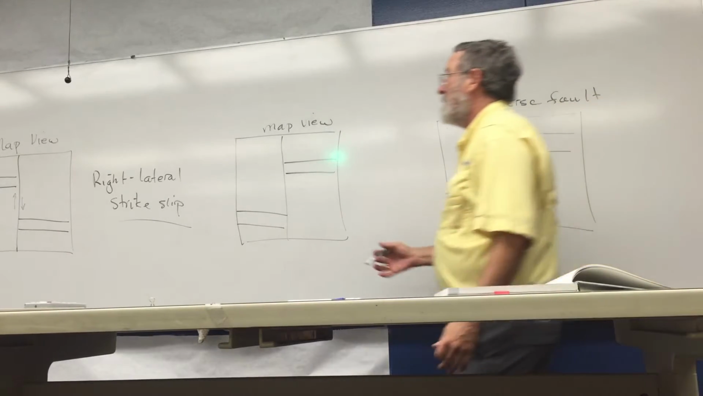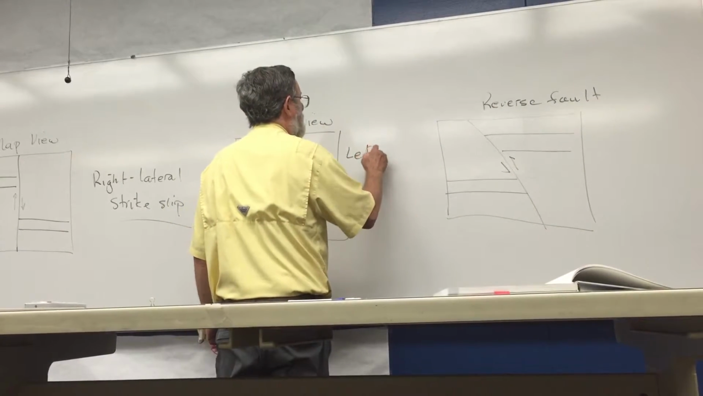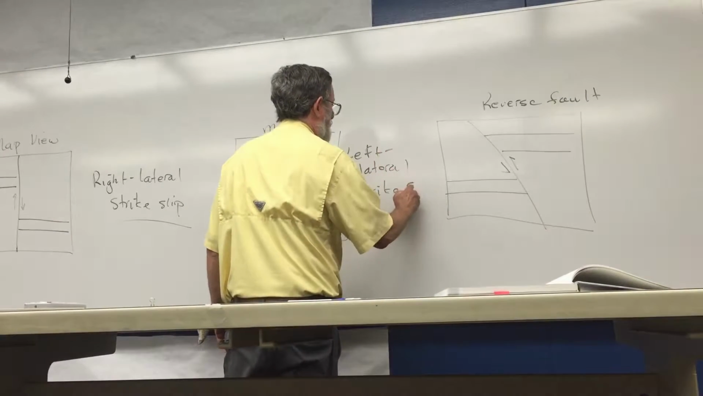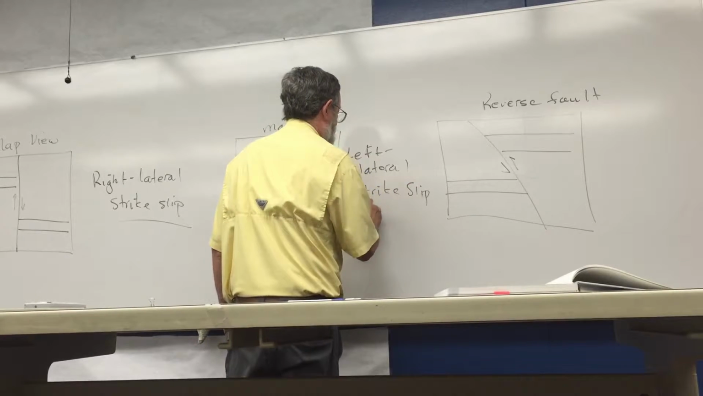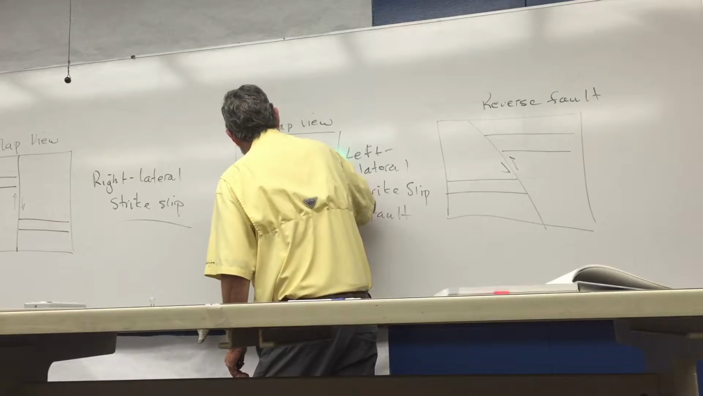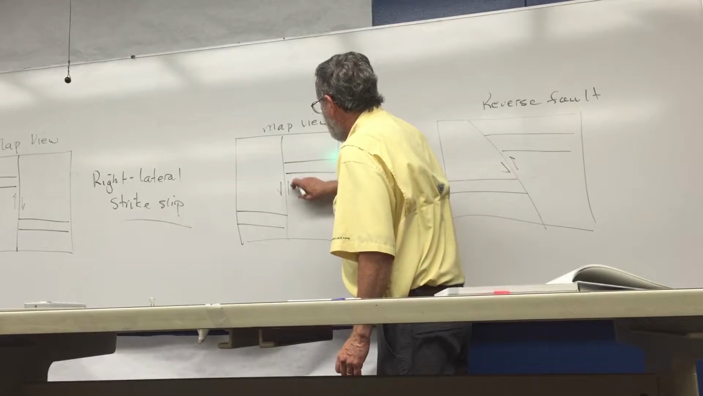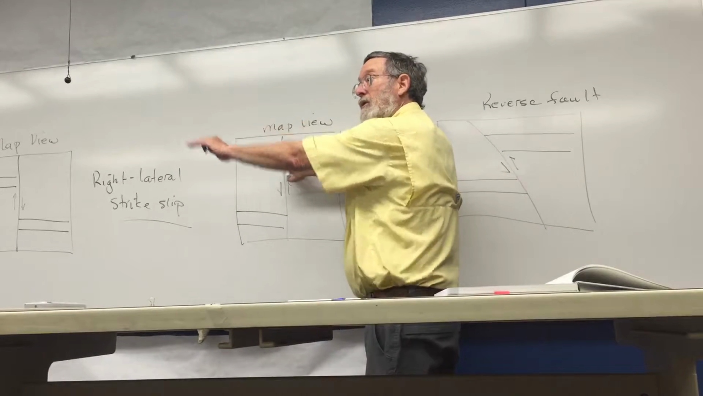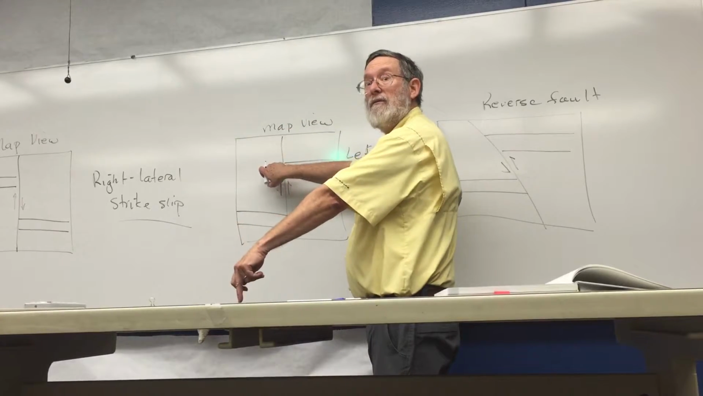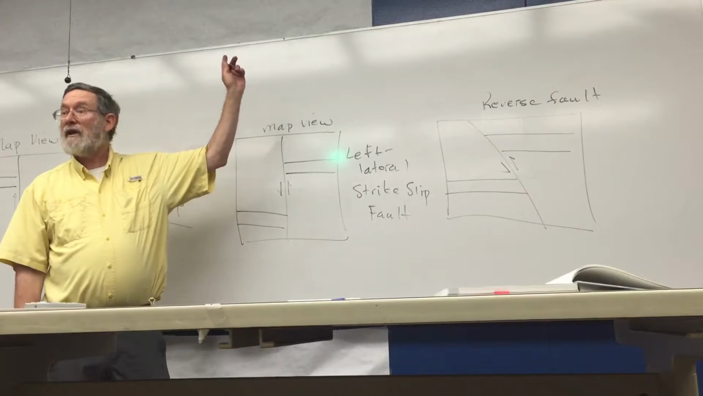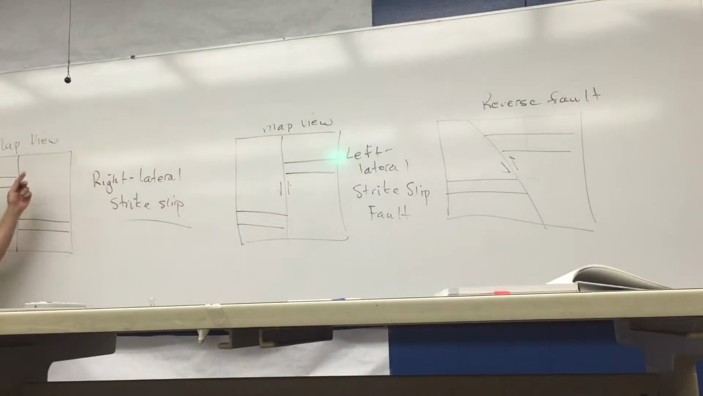Strike. Yes, of course. So here we have a left lateral strike slip fault. In this case, this block has moved that way. So we come up here, this block appears to have moved to the left. If we step across the fault, come over here, that block appears to have moved to the left. So we have right and left lateral strike slip faults.